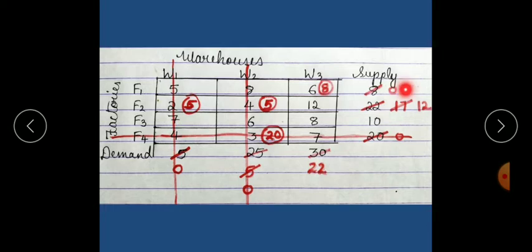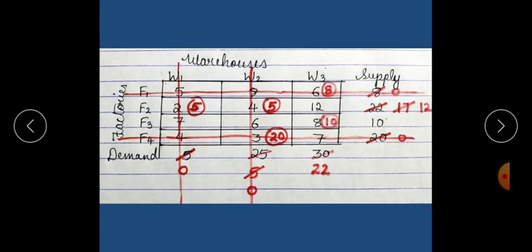This has become 0, so I am cancelling this row. Now what is remaining? Only this much. Out of this remaining, which was the least element? The least element was 8. Minimum of supply and demand: supply was 10, demand was 22. So I have allocated 10 here, that is the least out of supply and demand.